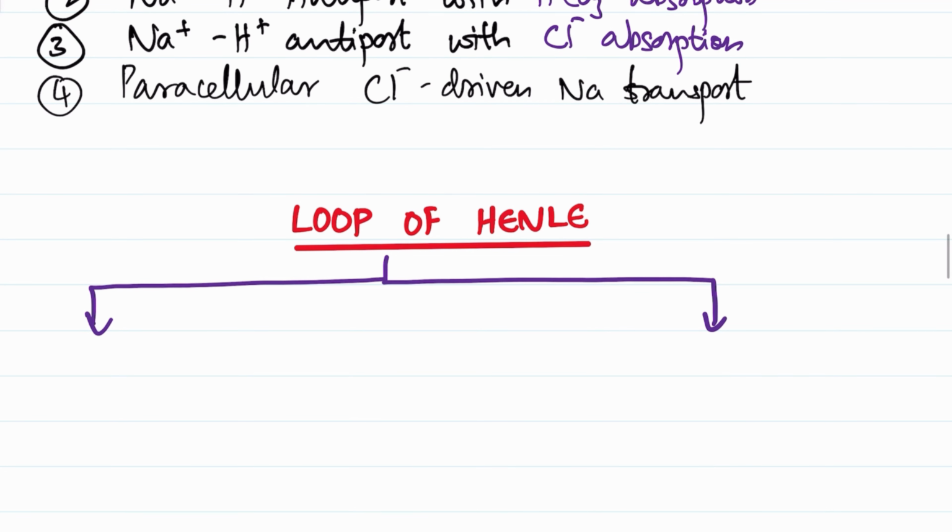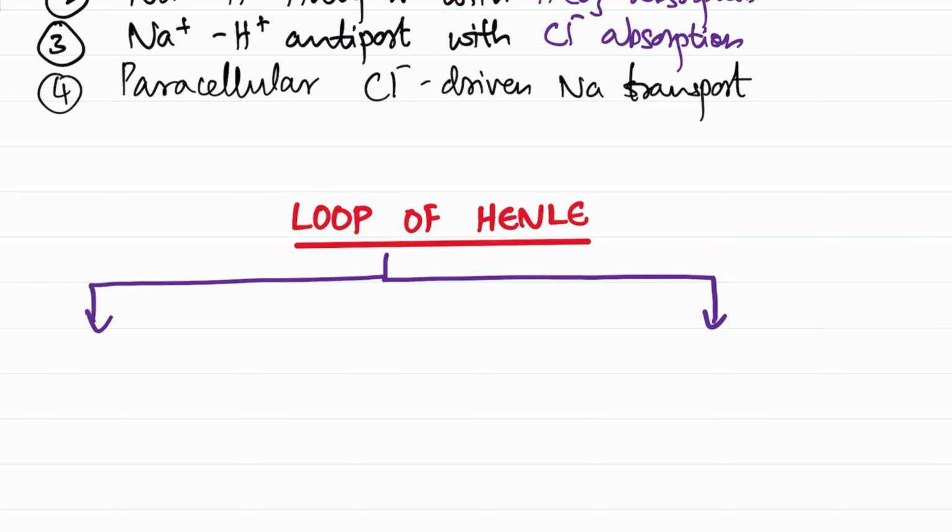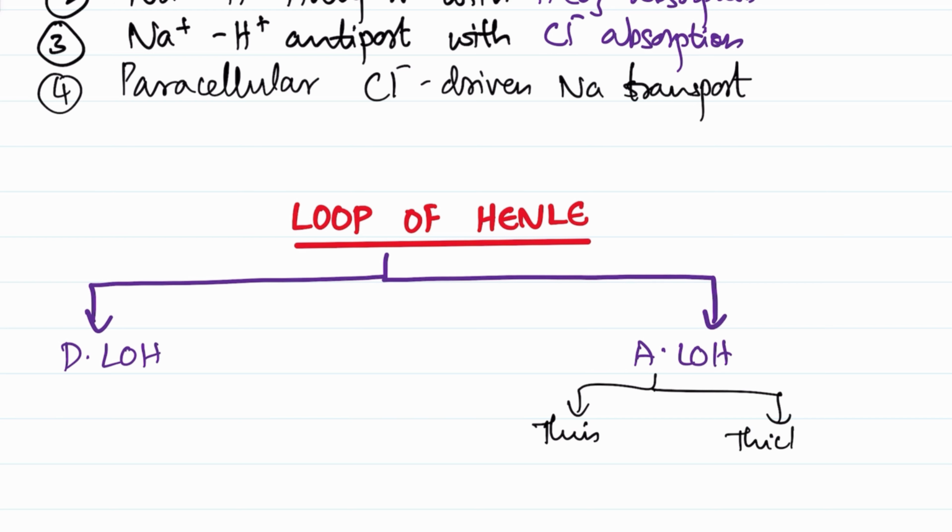Let's now move into the next segment, that is the loop of Henle. In the loop of Henle, we know that there is a descending loop of Henle, and then there is the ascending loop of Henle. The ascending loop of Henle again is divided into two parts. There is a thin part, and then there is the thick part of the ascending loop of Henle.